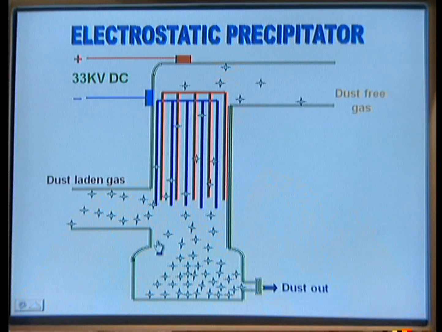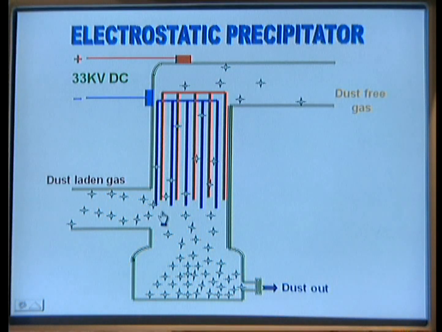You can see this is the electrostatic precipitator. Here is the dust laden gas. First of all, look at the construction. Here is a number of positive plates and negative plates connected in parallel vertically. They are connected to a high voltage, nearly 30 kV to 60 kV. The distance between the plates is very small, and with the high voltage, a strong electrostatic field exists between these two plates. When the dust laden gas enters the precipitator, charge ionization takes place. In ionization, 80% are positive ions and 20% are negative ions.